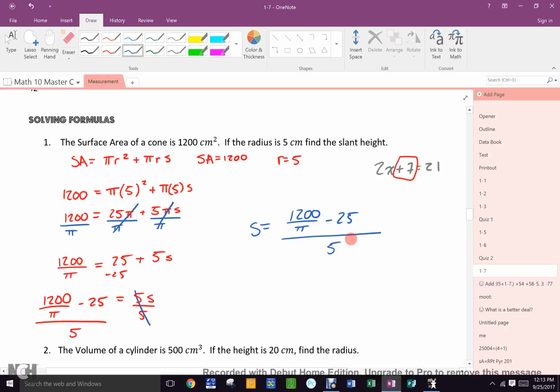Now, this is ugly, isn't it? That's a mess. Because this is saying 1,200 divided by pi minus 25. All of that then has to divide by 5. Right? If you got to there, am I your happy math teacher? Yeah. Very much so. Okay? But if we were doing this question on a multiple choice test, that's probably not going to be an answer, is it? I'm going to want you to punch into your calculator, aren't I?